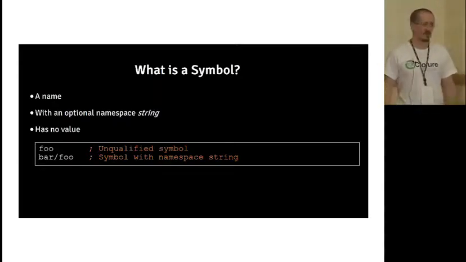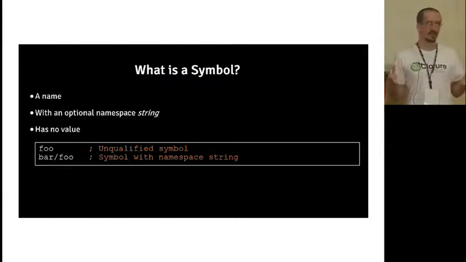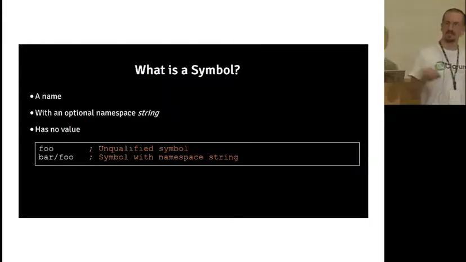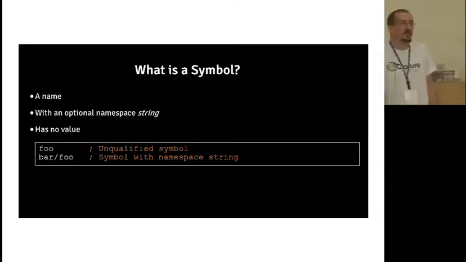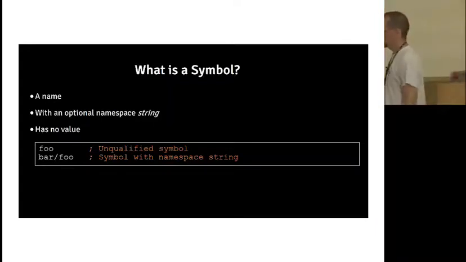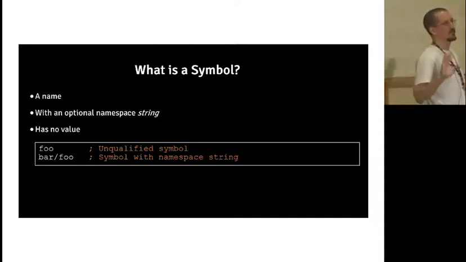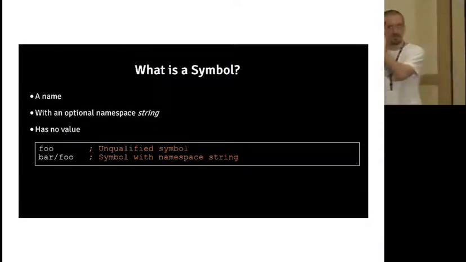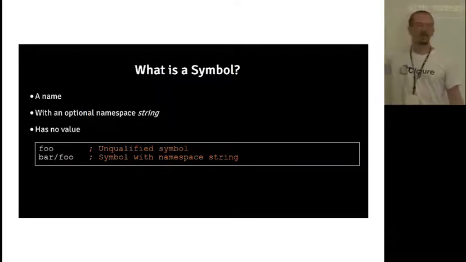So what's a symbol? Symbols are really, really simple things. If you go and look at the Java source code for Clojure, which I encourage you to do, it's a beast, but you can find little pieces here and there that you can understand. A symbol is really just a name with an optional namespace string. That's it. It has no value. The symbol foo is just a thing that contains the string foo. Symbols are names, period. What they evaluate to, that's another story. But symbols themselves are just a name with optionally a namespace string.